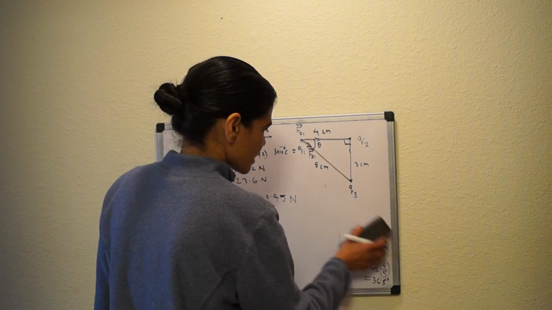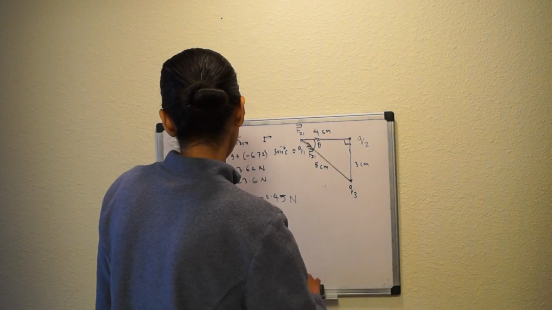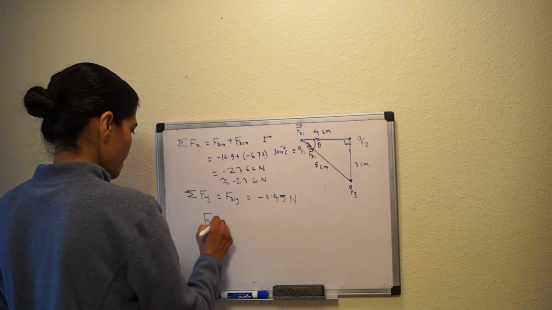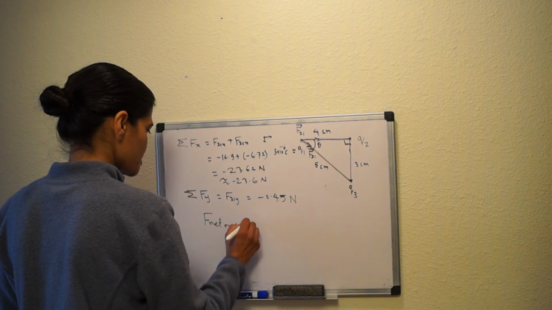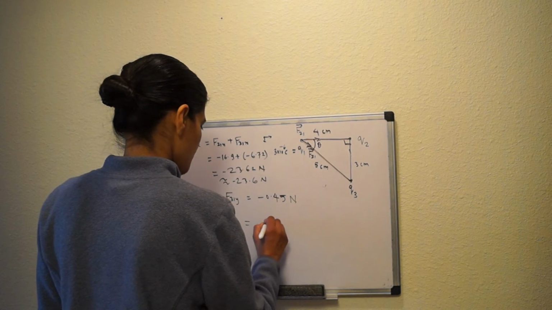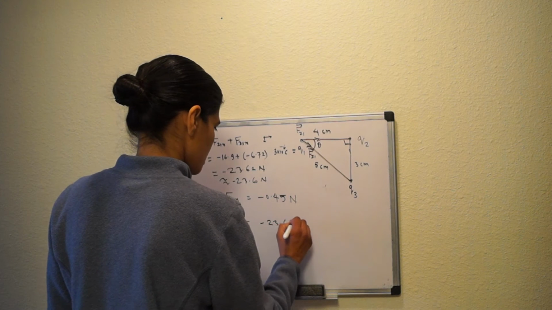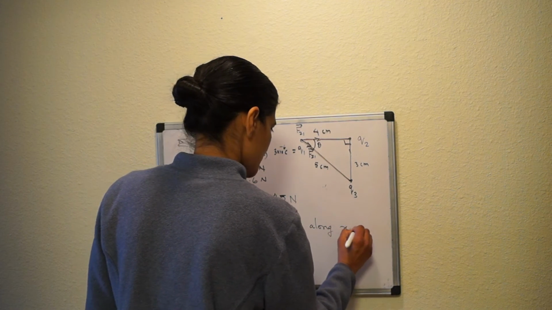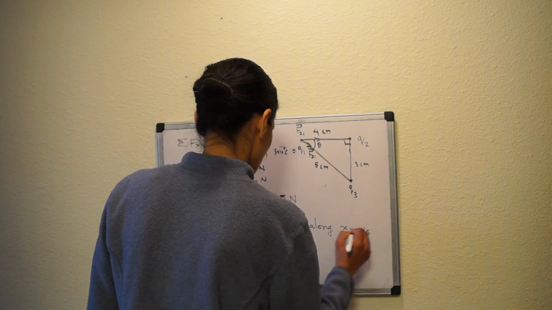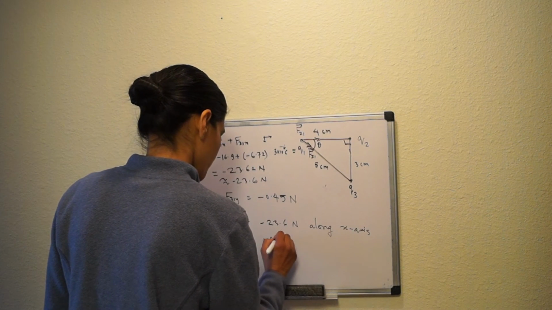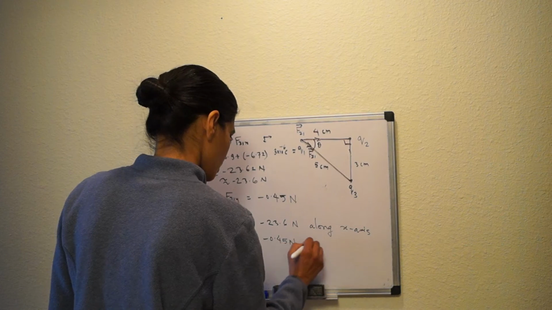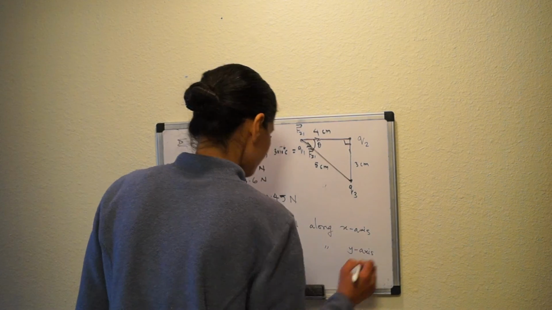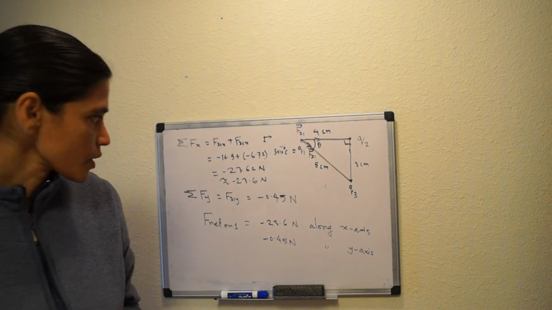So this is a vector, right? The net force is a vector quantity. So F net on 1 is given by minus 23.6 Newton along the x-axis and minus 0.45 Newton along the y-axis. Okay, so that's it.